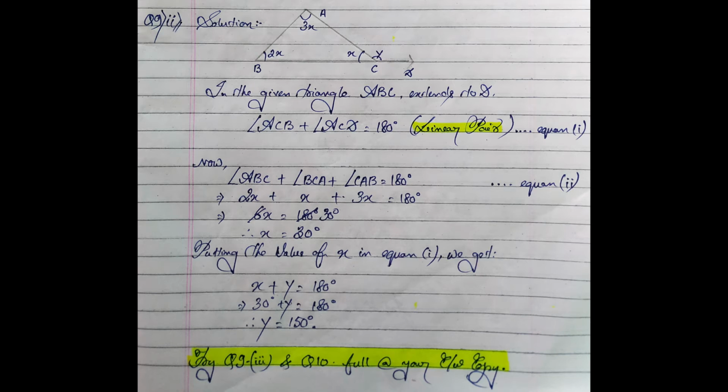So substituting the value of x in each of the equations, we get the desired result as y is equal to 150 degree. Substituting the value of x in equation number 1, we get the value of x is equal to 150 degree.